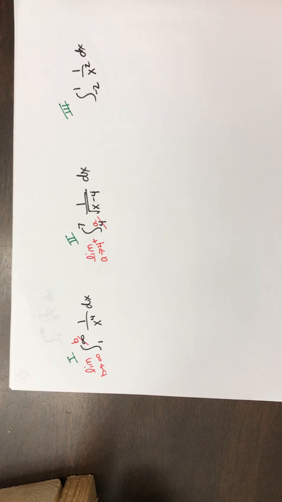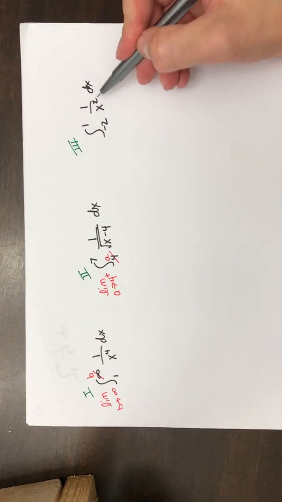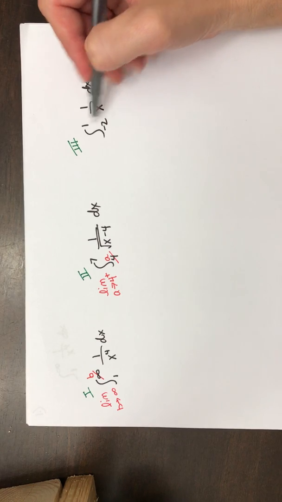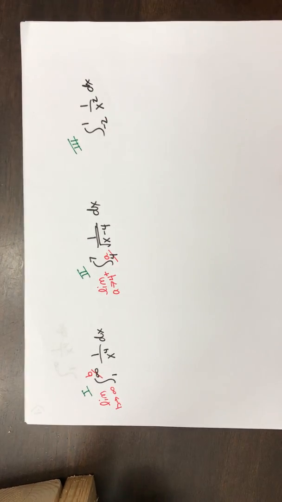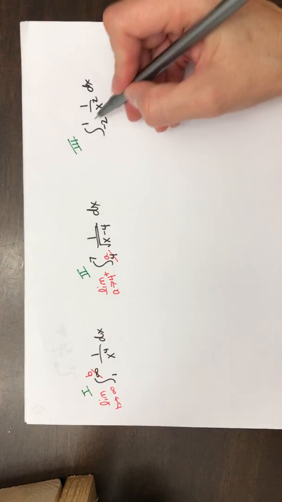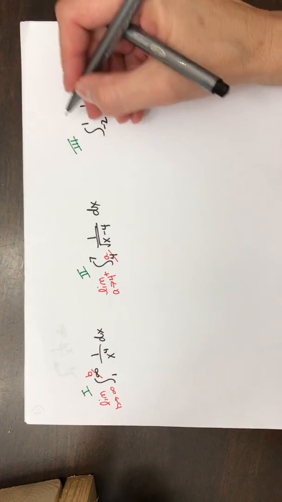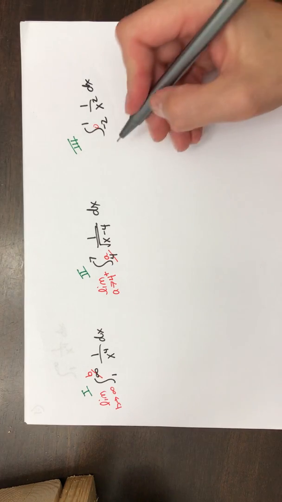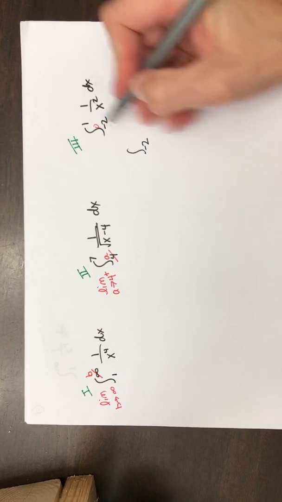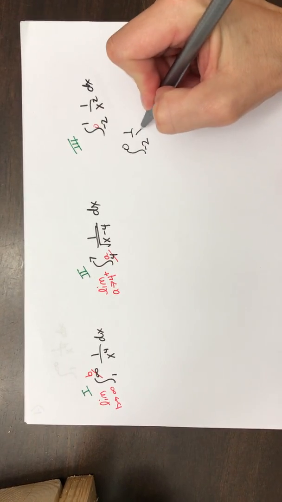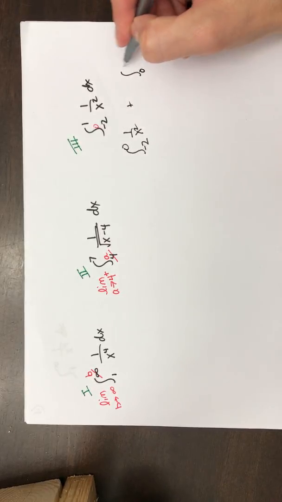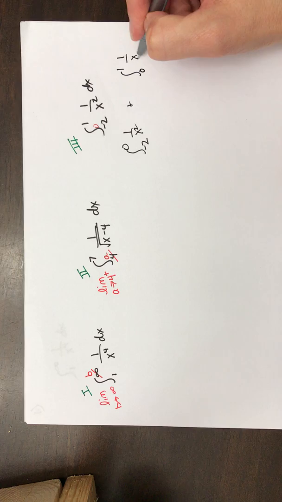Okay, option 3. Here, the issue is 0. You can't divide by 0, but 0 is within these bounds. So for this one, it's a little trickier. You're going to break this into 2 different integrals. One that goes from -2 to 0, and one that goes from 0 to 1. So I'm going to integrate from -2 to 0, 1 over x squared, plus I'm then going to integrate from 0 to 1, 1 over x squared.